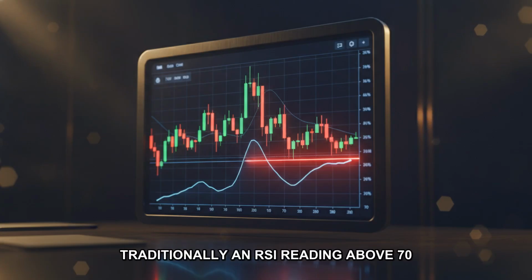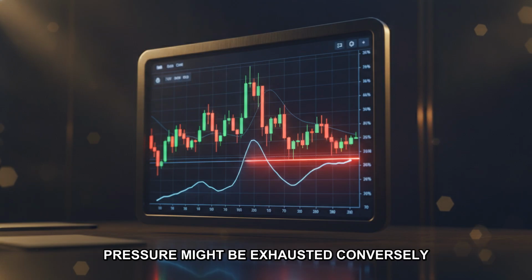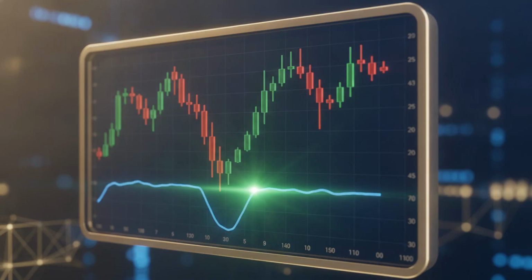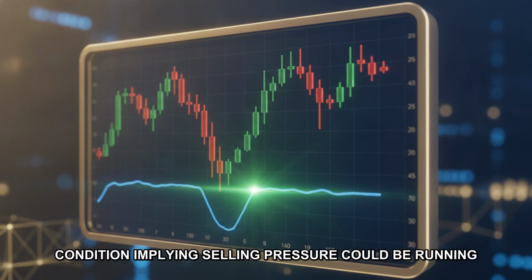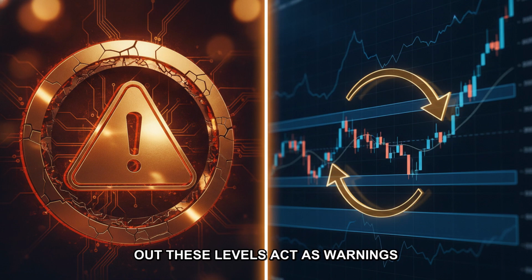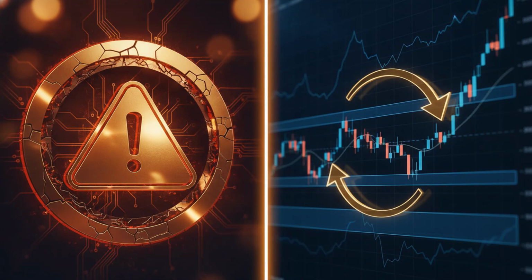Traditionally, an RSI reading above 70 suggests an asset is overbought, meaning buying pressure might be exhausted. Conversely, an RSI below 30 indicates an oversold condition, implying selling pressure could be running out. These levels act as warnings, signaling potential price retracements or reversals.